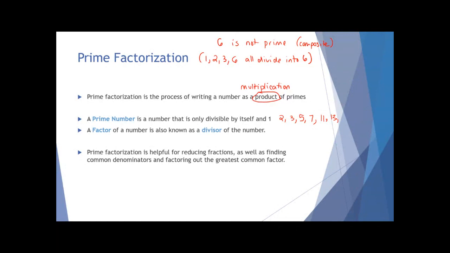So when we're writing something as a product of primes, we're writing it as these numbers, these special numbers multiplied together. So that's what we mean by prime factorization.